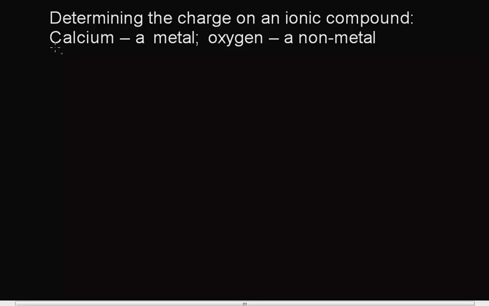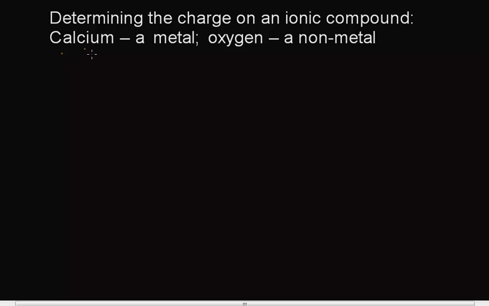Hello again. Here is a short video explaining the charges on the two ions in an ionic compound. For example, let's say I have an ionic compound that's made of calcium and oxygen, so they form calcium oxide. And I want you all to understand the charges on both calcium and the oxide ion in calcium oxide.